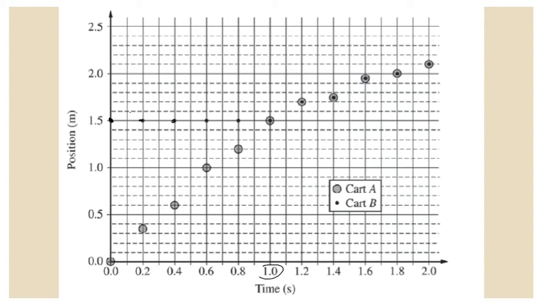Notice here, the cart which is being called cart B here, we called that M2 before, same difference, is at a position of 1.5 meters for the first second. That means it's not moving. On the other hand, cart A is moving. Then they get stuck and they move on together.